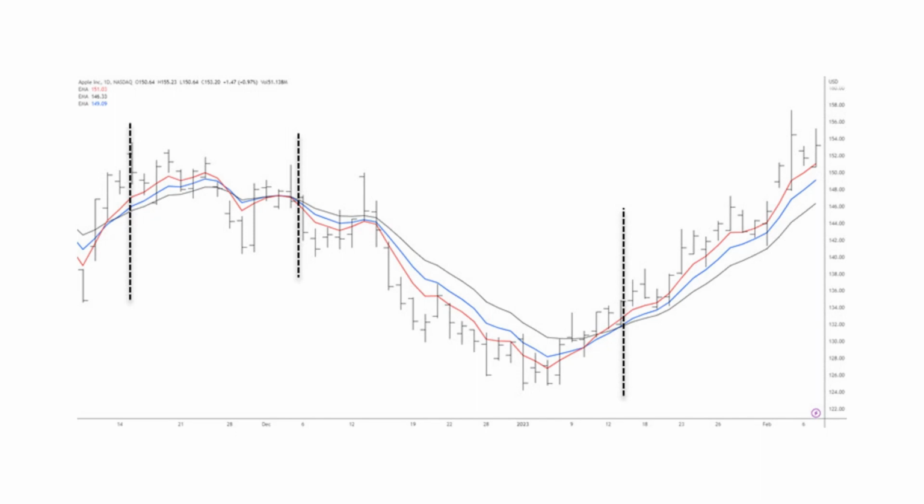So when these lines cross each other or when one line moves above or below another line, it can signal either an uptrend or a downtrend starting. And most traders will actually look for these lines to be trending in the same direction in an orderly way, as we can see here on the chart.